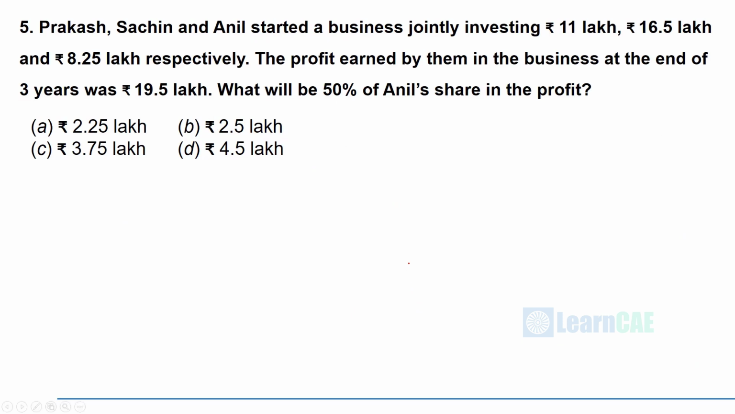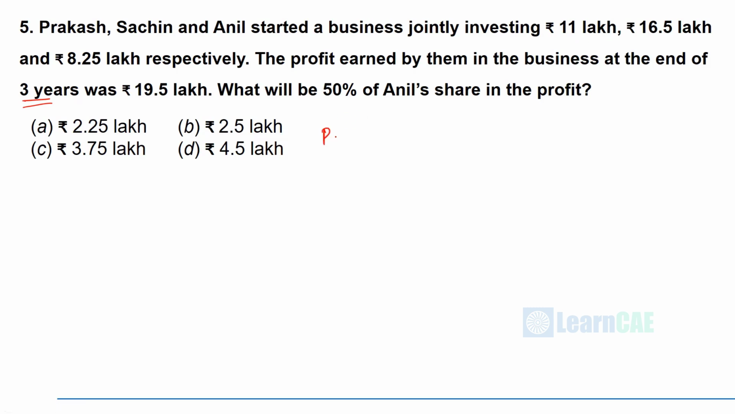Prakash, Sachin and Anil started a business jointly investing 11 lakh, 16.5 lakh and 8.5 lakh respectively. The profit earned by them in the business at the end of 3 years was 19.5 lakhs. What will be 50% of Anil's share in the profit? Since here the total time period of investment for all of them is the same, that is 3 years, we can keep the ratio with respect to the capital.